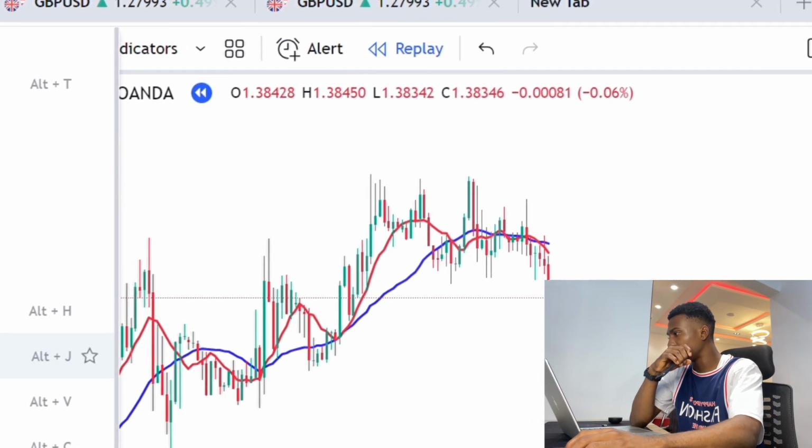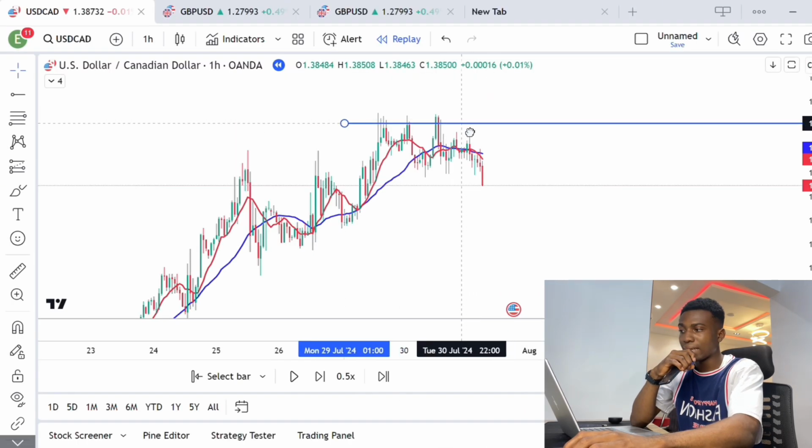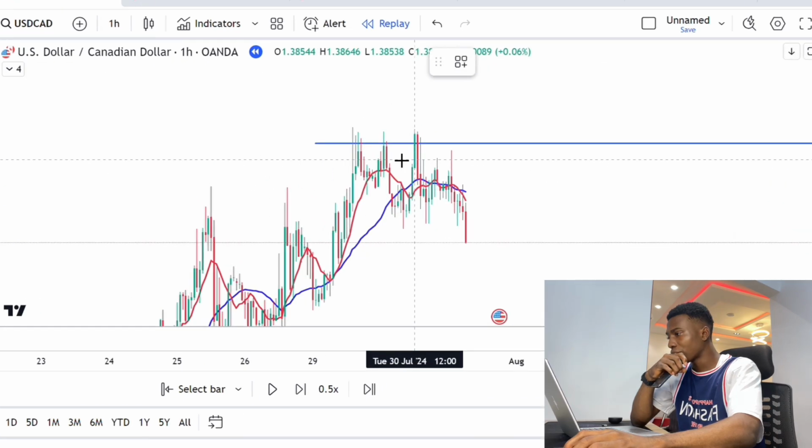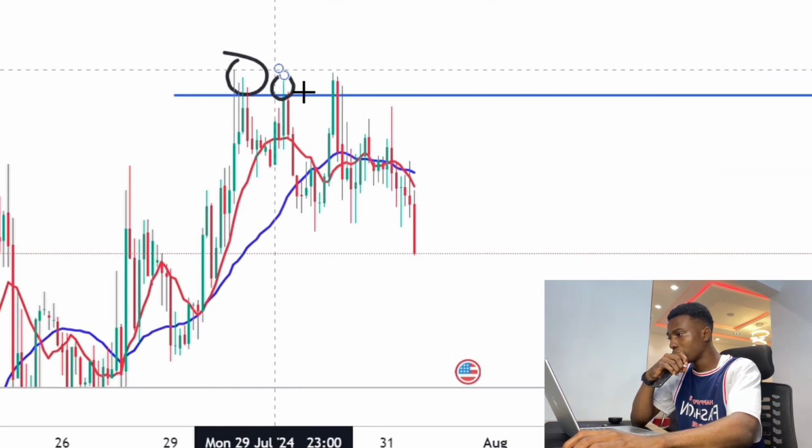And why is that happening? Because there's actually a resistance point at this point of the market. Now how can we tell that there's a resistance point? Because the market tried to break this area but it couldn't, tried to break here again but it couldn't, couldn't break here again.